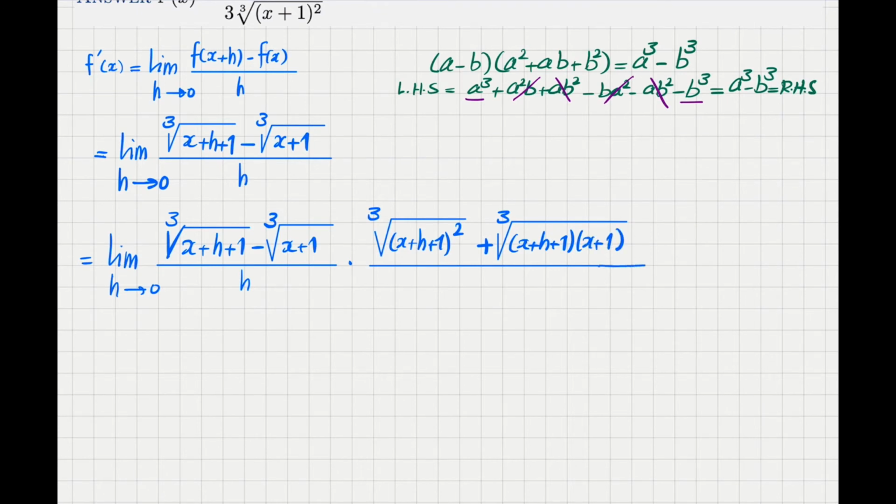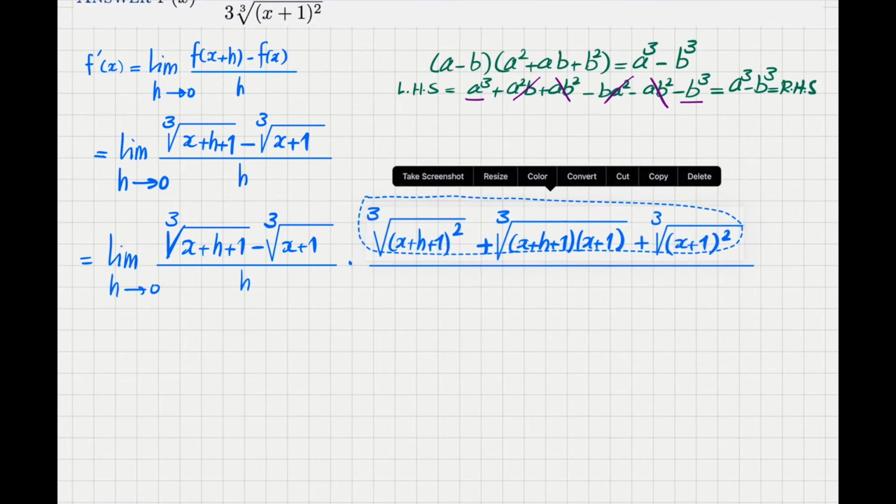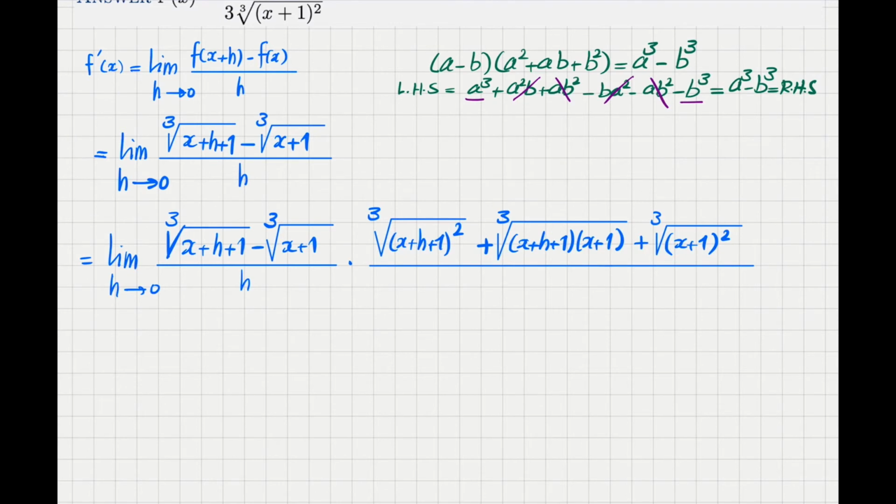And then finally you see that I have the second one to the 2, so this is playing the role of B, so B to the 2 becomes plus the third root of x plus 1 to the 2. Yes? And then I have to divide by the same expression. Hopefully I can just copy this. Yes, hopefully it will work, and then I will put the same thing here.